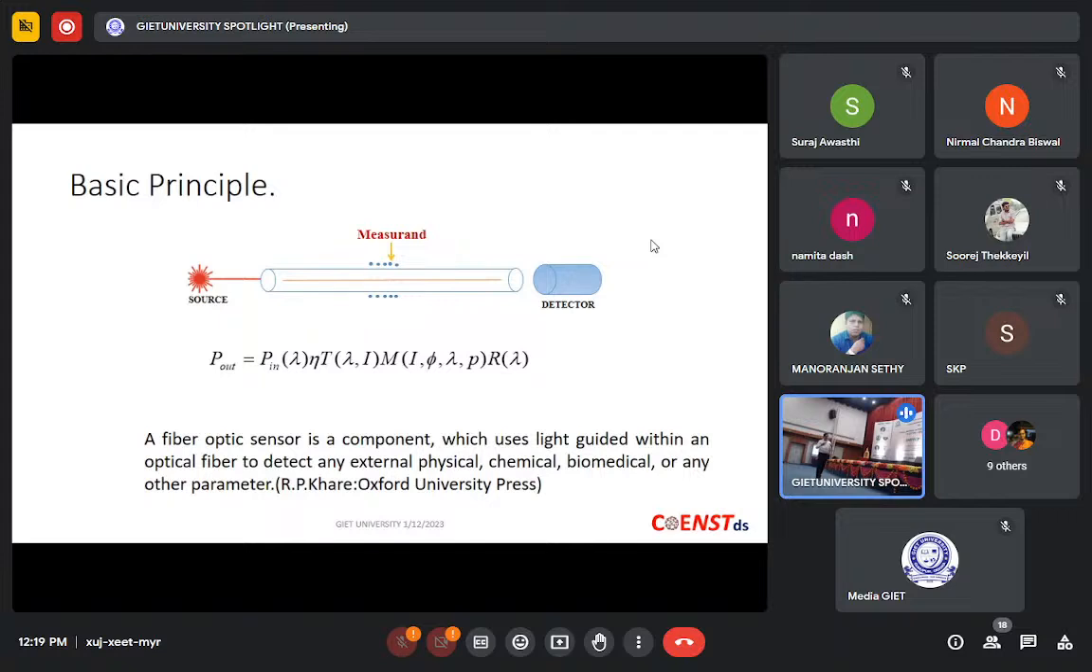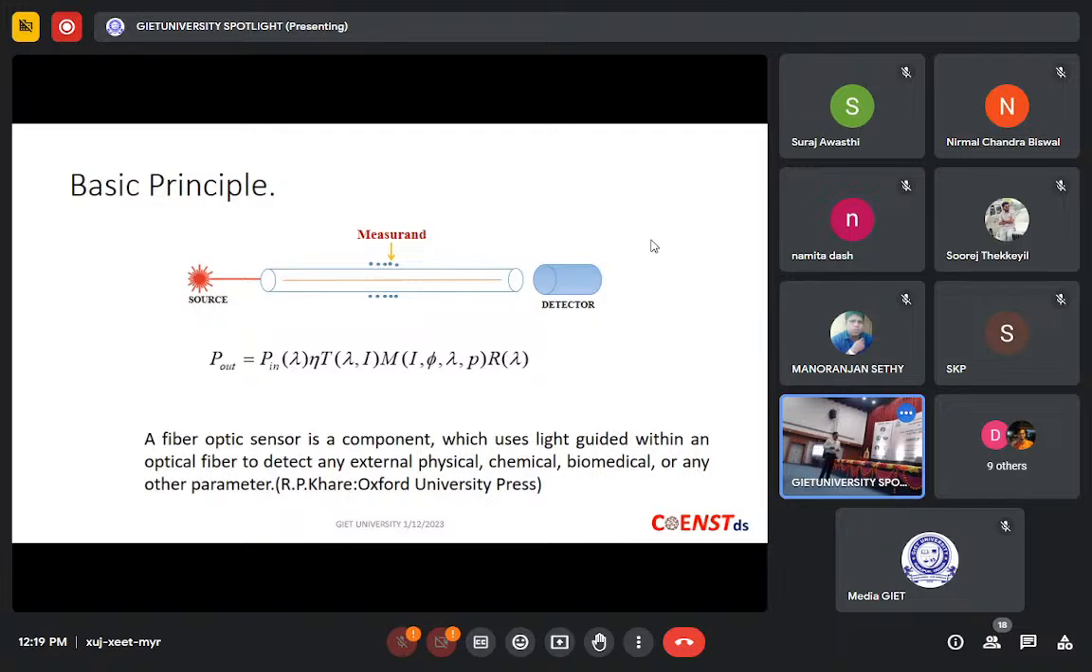Therefore, the output power which you measure at the detector is decided by the measurement which you apply. When you apply this measurement, one of these parameters will change, and based on that, this fiber optic sensor will be classified.